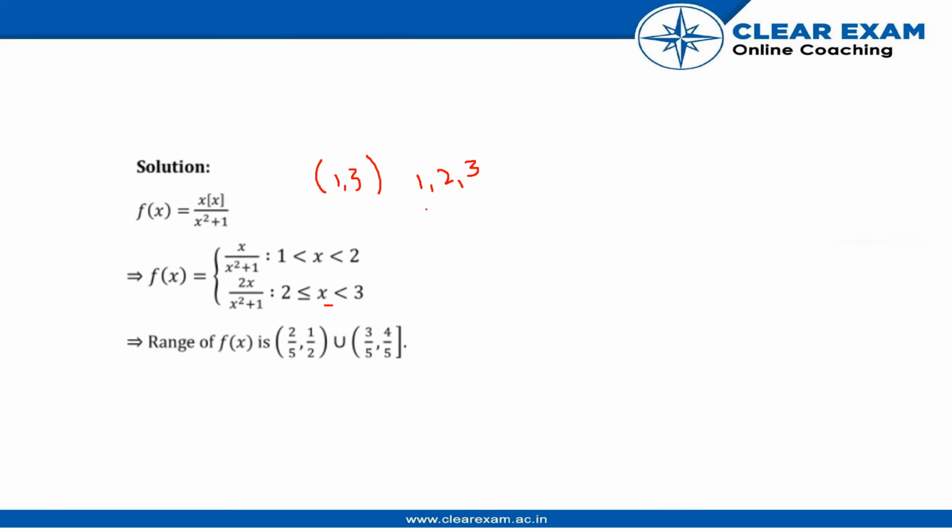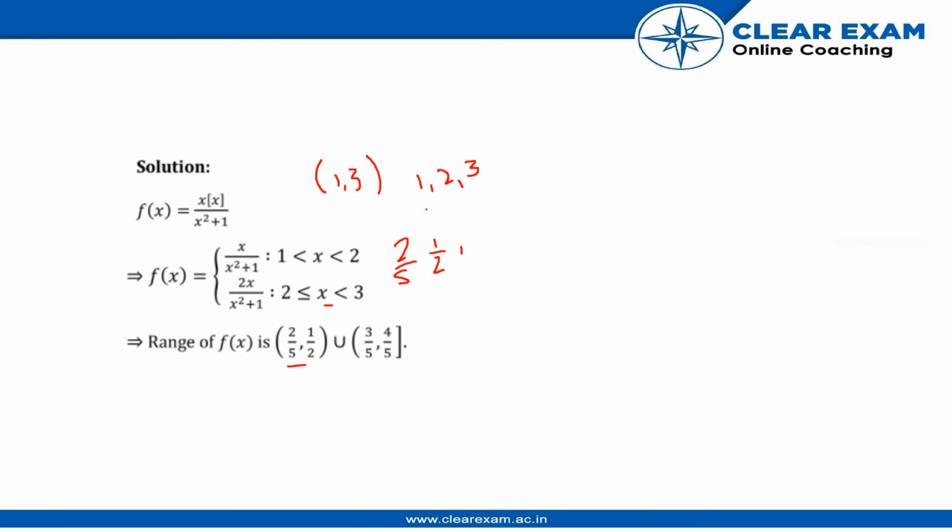Okay, so now to find the range, what we do is we put 1 in this equation. We get 1 upon 1 plus 1, which is 1 by 2, and then we put 2 over here, which is 2 upon 2 squared, 4, plus 1, 5, which is 2 by 5. As you see, 2 by 5 is less than 1 by 2, so we write 2 by 5 first, which gives us the first range, which is 2 by 5 comma 1 by 2.